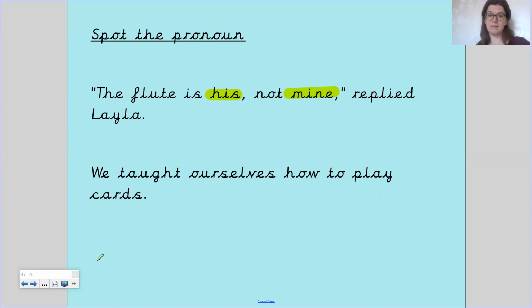And the last one, again, is a little bit tricky. We taught ourselves how to play cards. What are the pronouns? The pronouns are we and ourselves. Because you could put nouns there. You could say, Miss McHugh and Miss Aminpour taught Miss McHugh and Miss Aminpour how to play cards. Okay, so pronouns replace nouns.